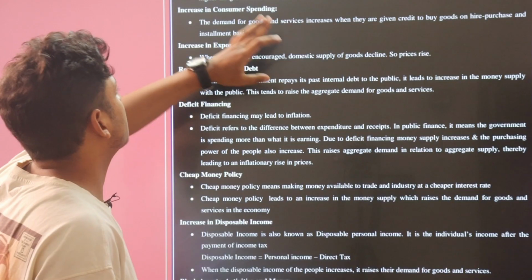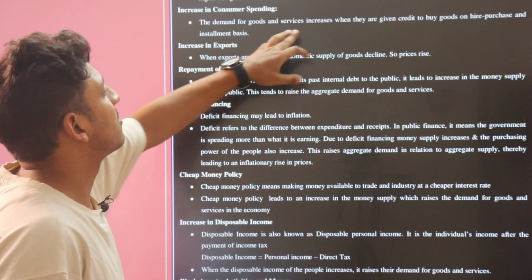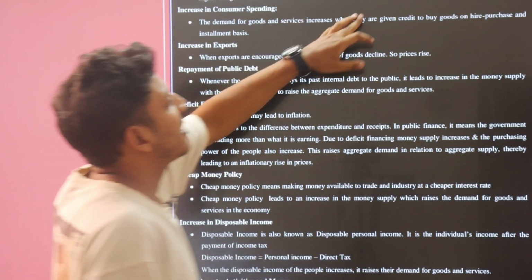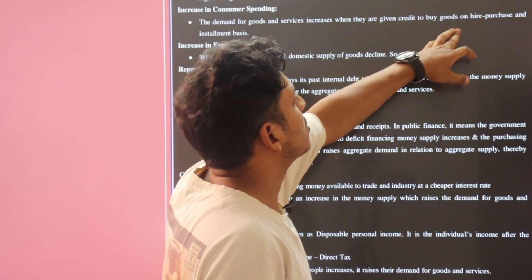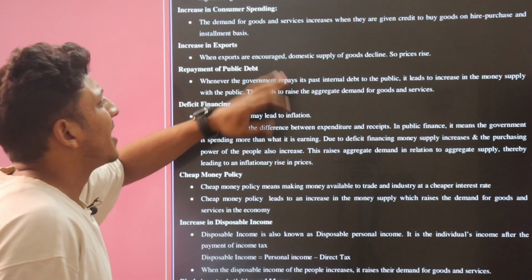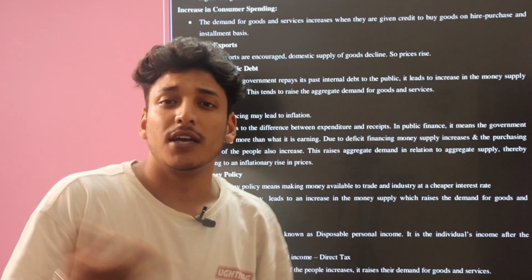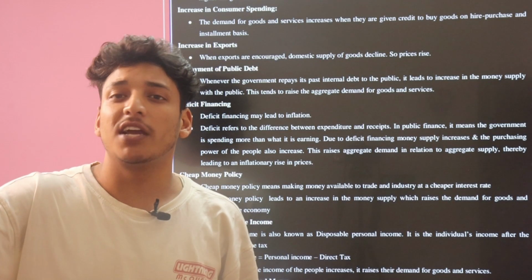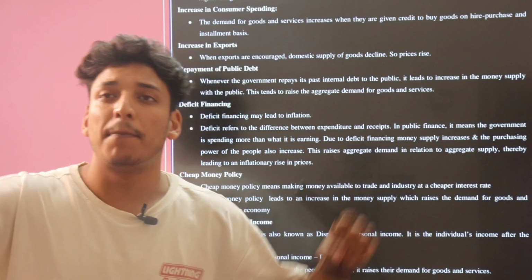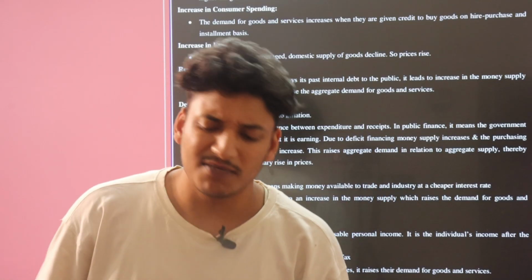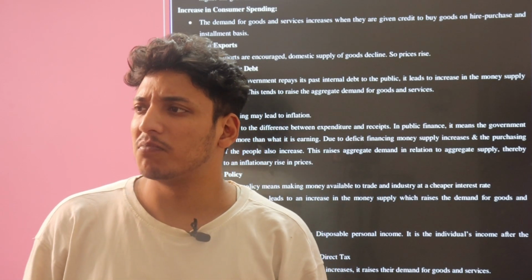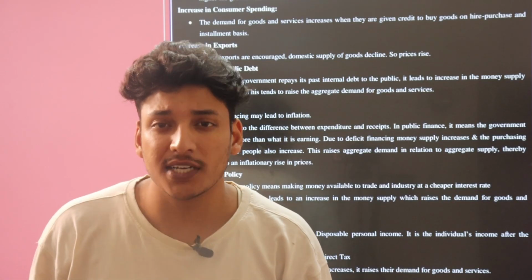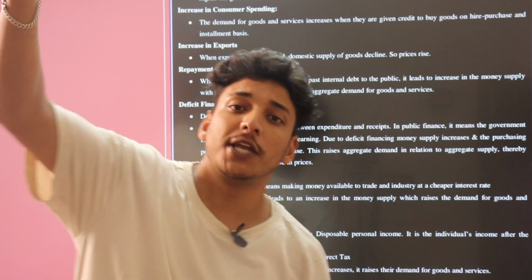Increase in consumer spending. The demand for goods and services increases when customers are given credit to buy goods and pay higher installments. If customers get loans and EMI options, then they buy more and more things. That also causes inflation, because then demand increases and price also increases.